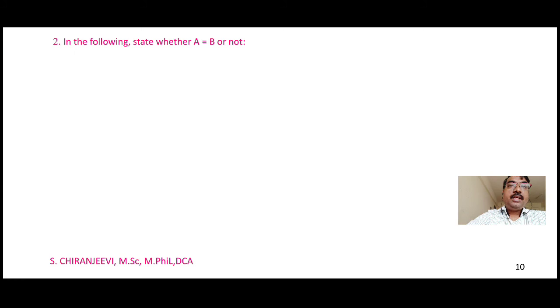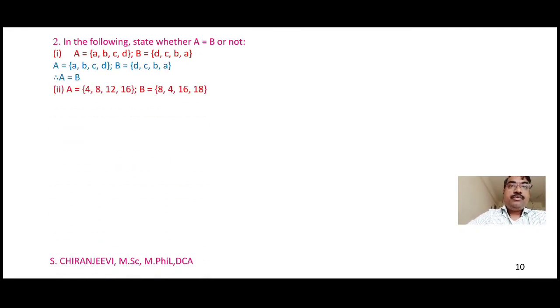In the following, state whether A equal to B or not. First one, capital A equal to A, B, C, D, capital B equal to D, C, B, A. Now if you check, A and B are the same, so A equal to B. Next, A equal to 4, 8, 12, 16, B equal to 8, 4, 16, 18. But here 18 is in B and 12 is in A. So this A is not equal to B.